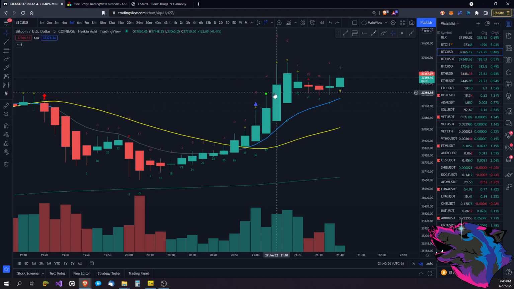I actually happened to have been in a trade right here, and I entered a little bit below this peak, so somewhere right in here. Exited, yeah, right in that area, 37,430.